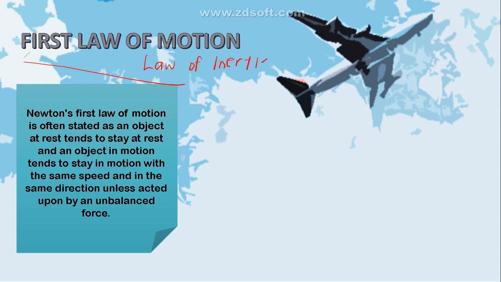So it states that if you have an object at rest, for example, you place a cup on a table. So, this is your table. And then, if you place a cup there, it will stay at rest. It will not move. There will be no movement. Its position will not change if there is no external force that will act on this object.